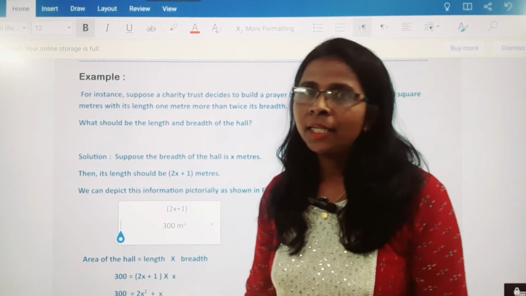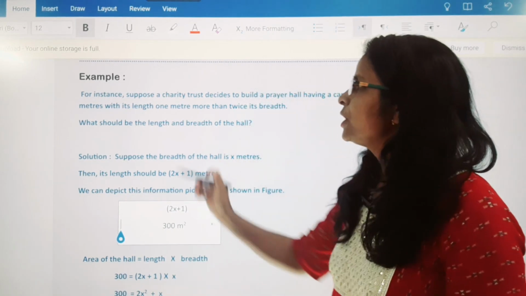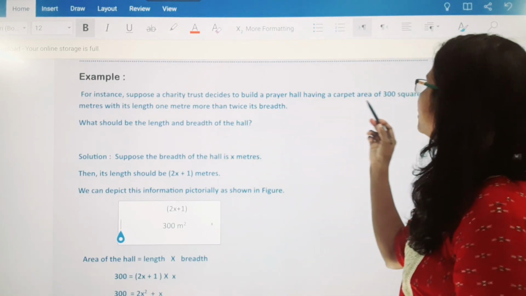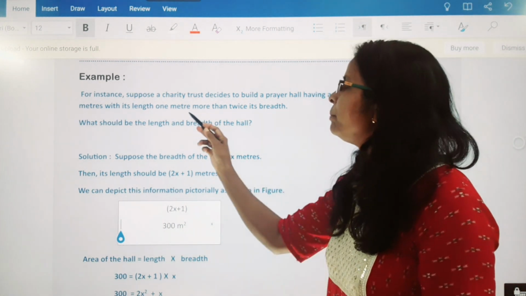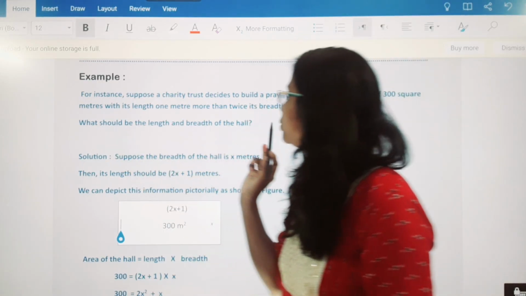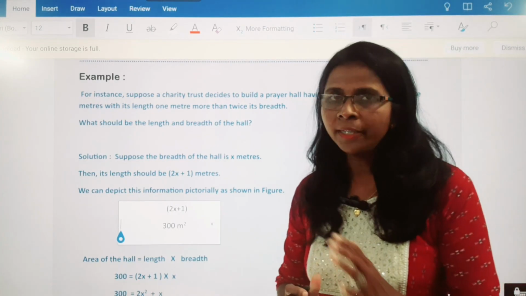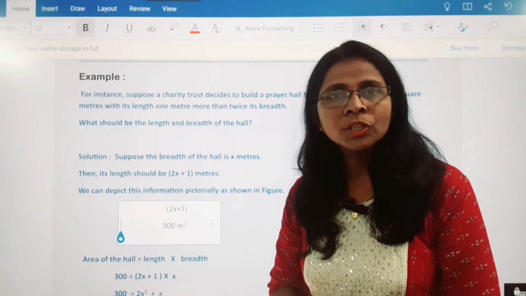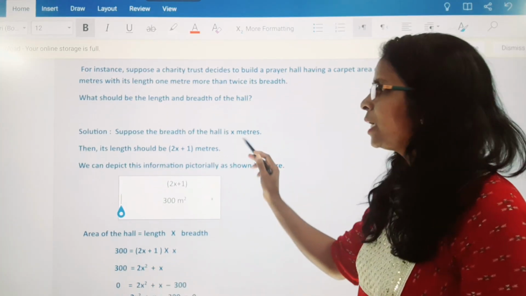For that, let us understand this example. Suppose a charity trust decides to build a prayer hall having a carpet area of 300 square meter with its length 1 meter more than twice its breadth. Then what should be the length and breadth of the hall? For this example, we can find the formation of the quadratic equation in general form.